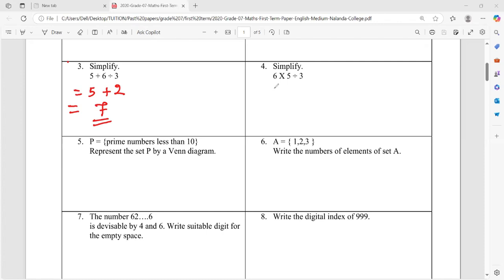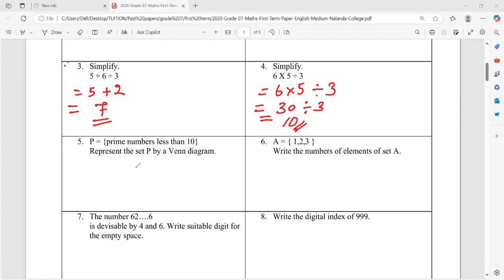And in the fourth one, here you have all these are single terms, right? Therefore, you can do this in order. So you can do it several ways. So I will do it like this: 6 into 5 divided by 3. 6 into 5 is 30, and 30 divided by 3 is going to be 10. Right. So you can correct your answers if you have provided the answers, right?